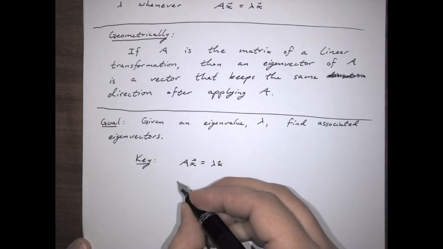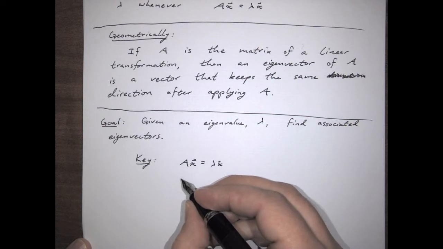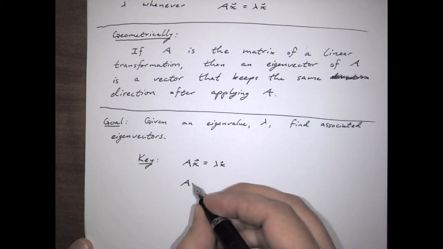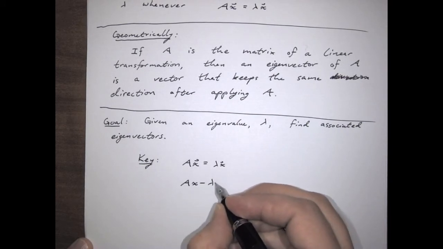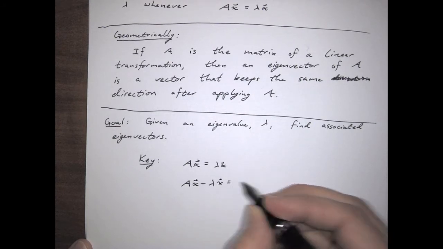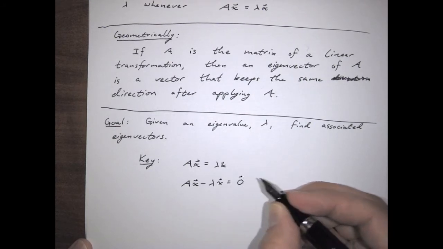So let's just think about how you would do this if this were just in numbers. If these were numbers, you would solve this equation by moving everything to one side. But they're not numbers, they're vectors. So getting 0 over here means getting the 0 vector.